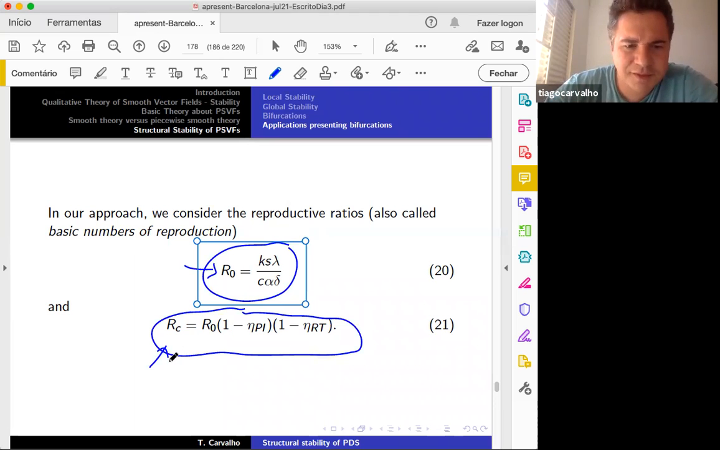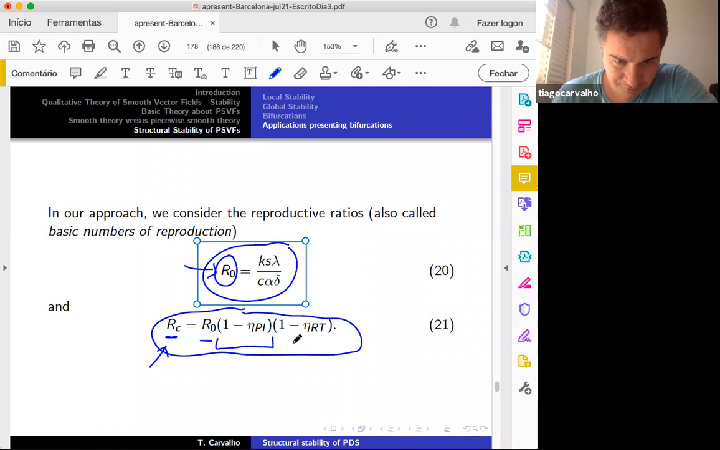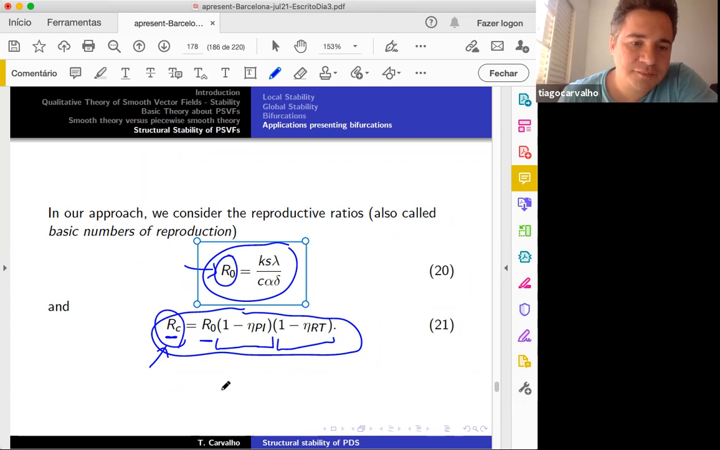Okay, I will not explain why this value. Okay, but look at the RC number. The RC number is equal to this one without treatment multiplied by the effectiveness of the drugs. Okay. So of course, this number is smaller than this one. Okay.